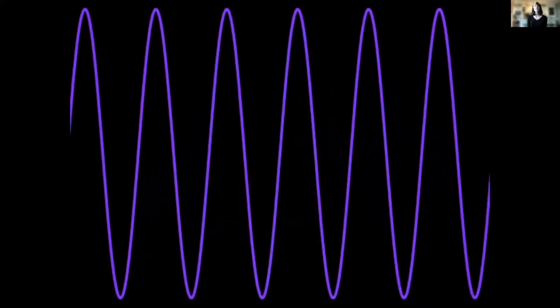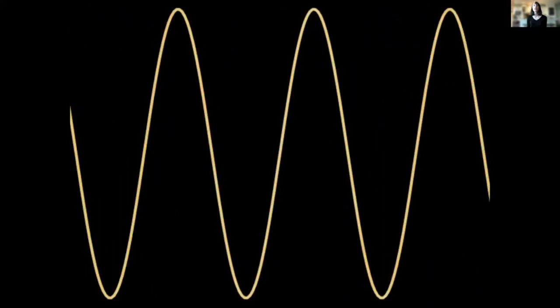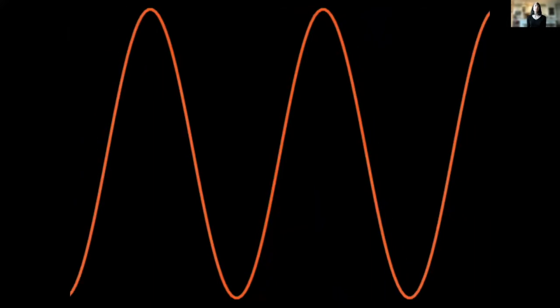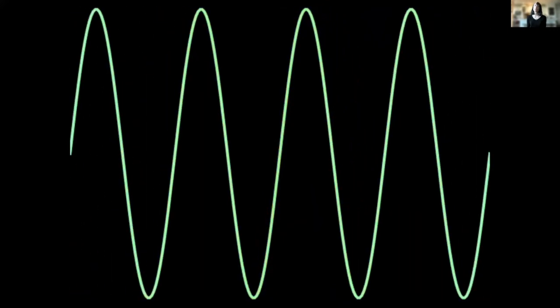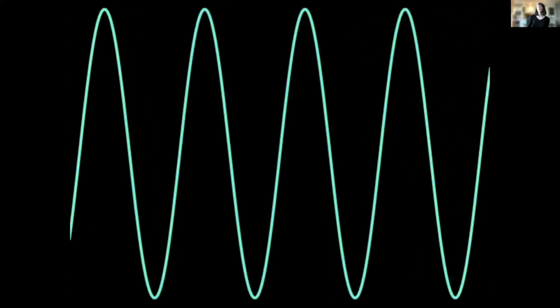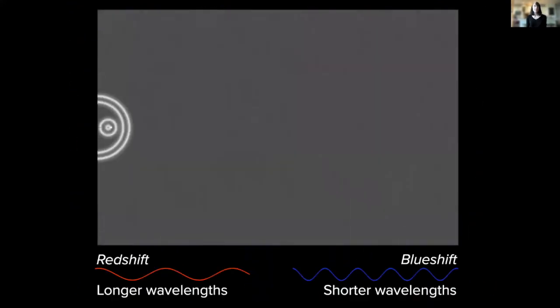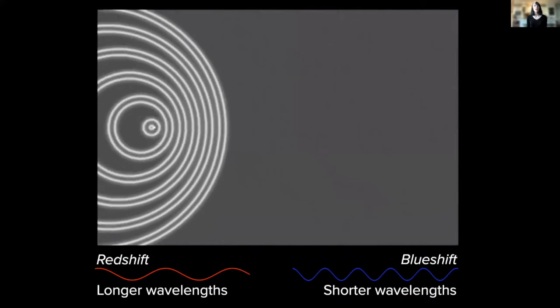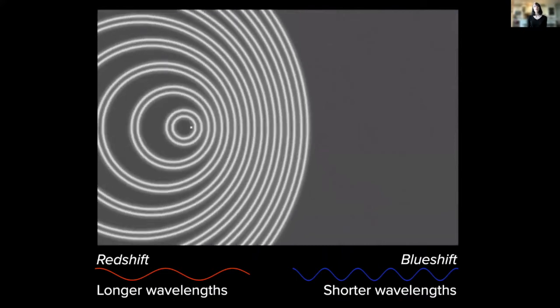So here's a little animation just showing you how the color of light relates to its wavelengths. Red light, long wavelengths, blue light, short wavelengths. And there are processes that can change the wavelengths of light. One of them is shown here.